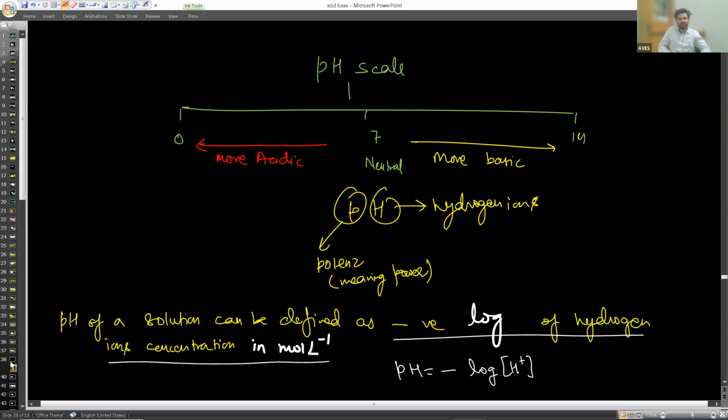So here we have this one. The pH of a solution can be defined as the negative logarithm of hydrogen ion concentration in mole per liter. Now, have you noted this one also? P stands for potence. Have you noted everything? Yes. So let's start studying this topic.